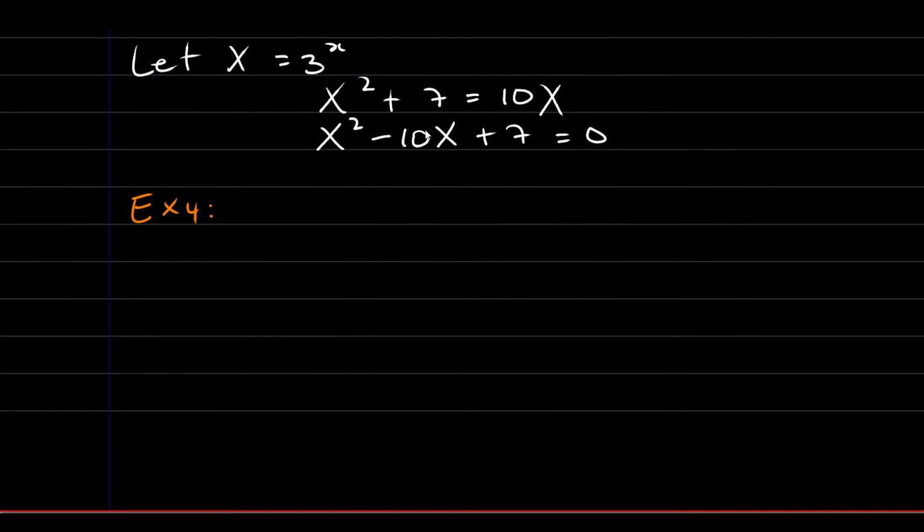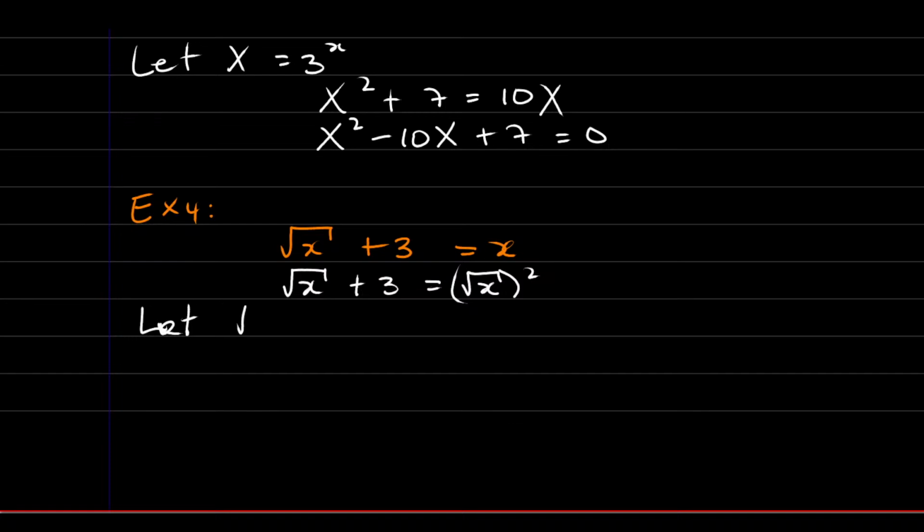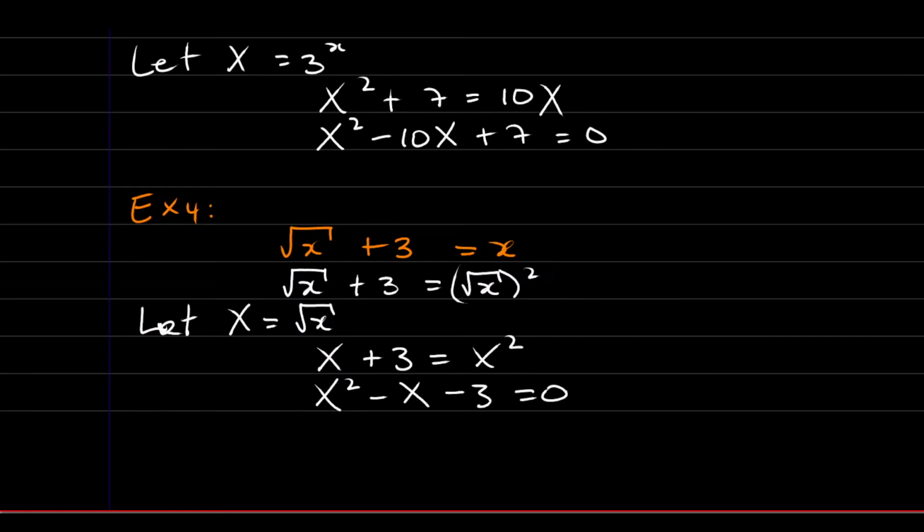Number 4 is the root of x plus 3 equal to x. I'm going to rewrite this entire equation. I'm going to have root of x plus 3 equal to root of x, and I'm going to square this, and I'm going to say let x equal the root of x. So I'm going to get x plus 3 equal x squared, and put everything on one side. I'm going to get x squared minus x minus 3 is equal to 0.